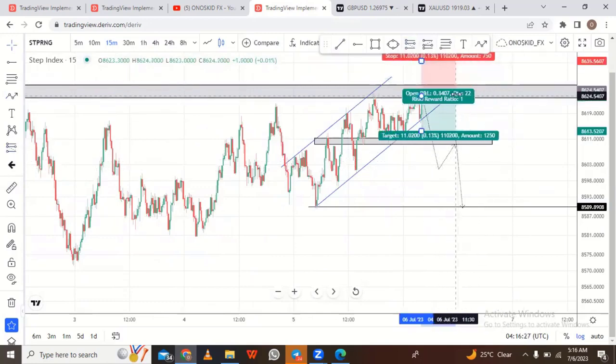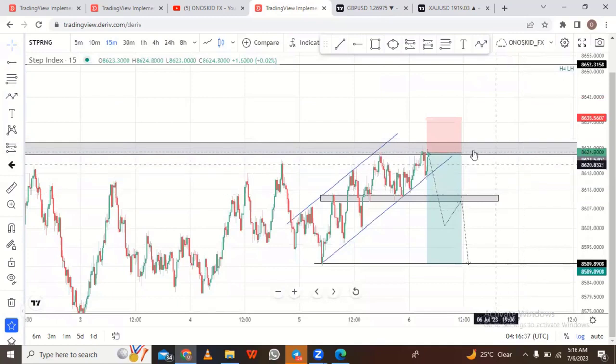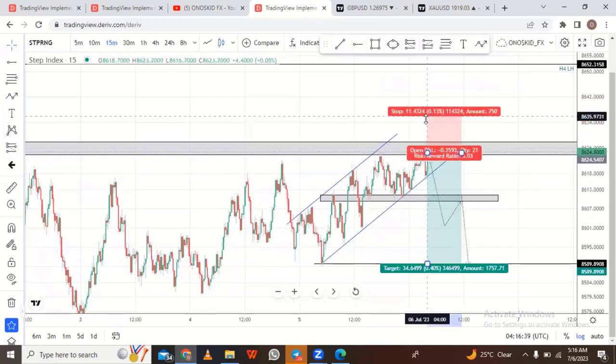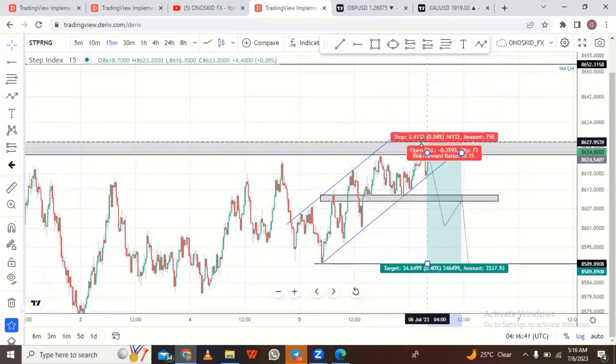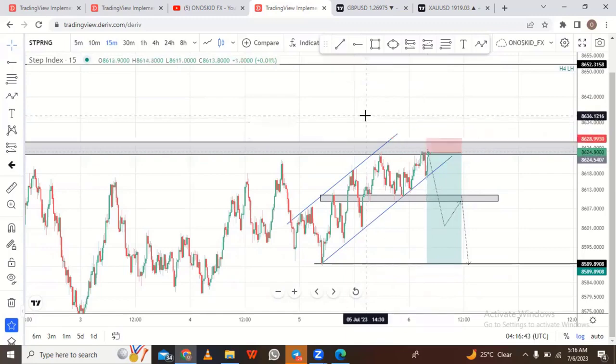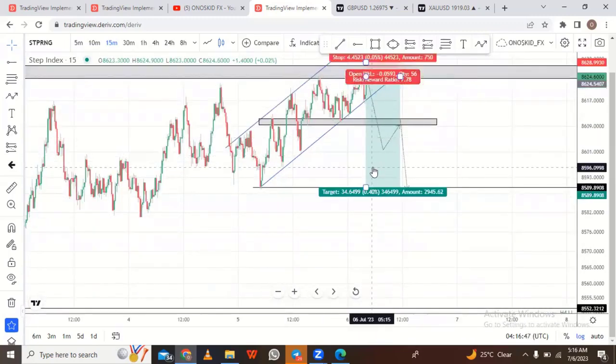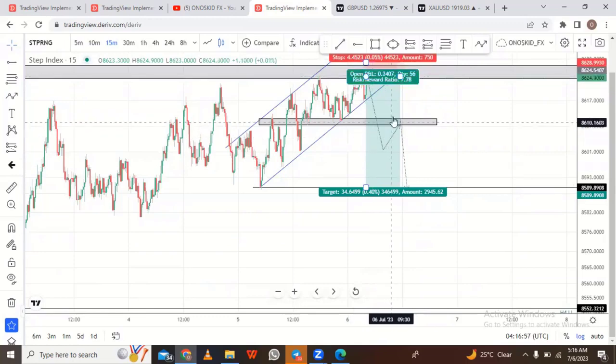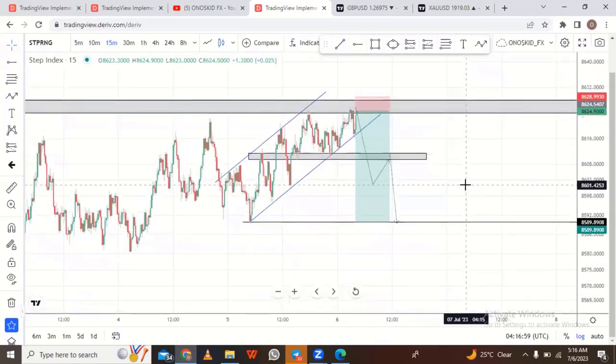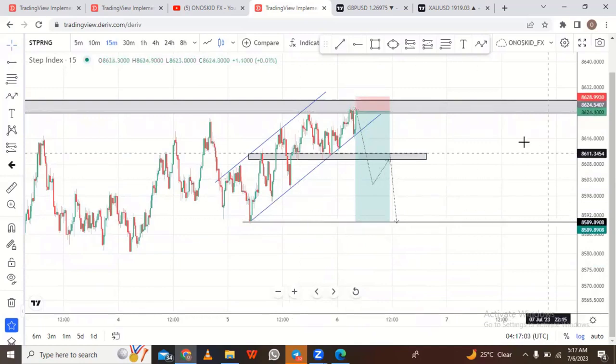This is the aggressive entry, and my stop loss is just going to be slightly above this structure. You can see what risk to reward ratio we are having. We're having this 1:7. So it's very, very good. It's a very good trade. Then the second one, which I said is conservative, is going to be around here.